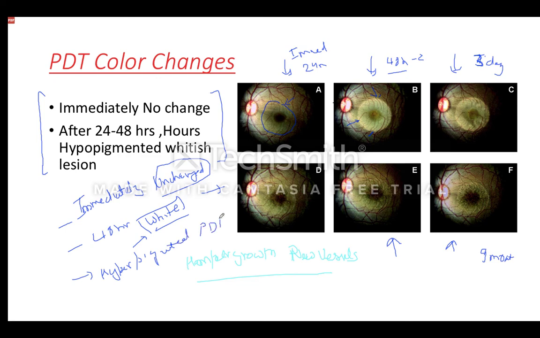PDT laser. The similar thing happens with your pan-retinal photocoagulation also. When you do a laser, initially there is a bleaching and whitening of the lesion, and when you see these lesions after a few months, they become hyperpigmented.